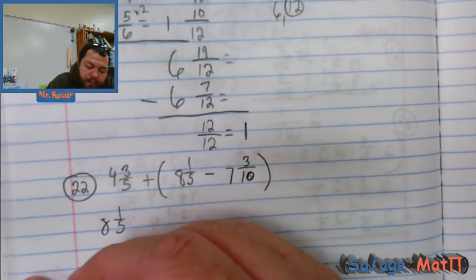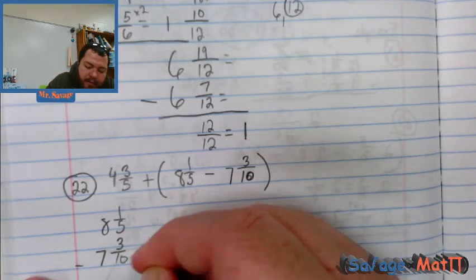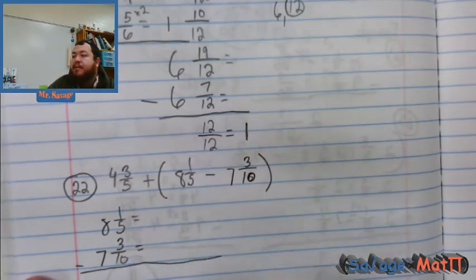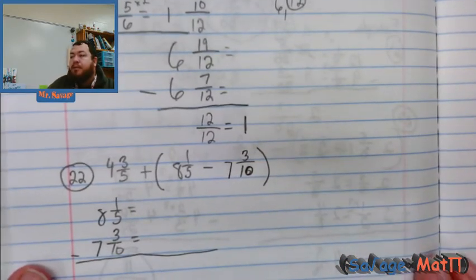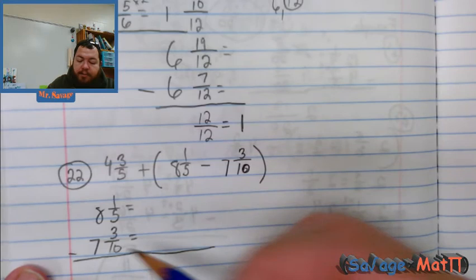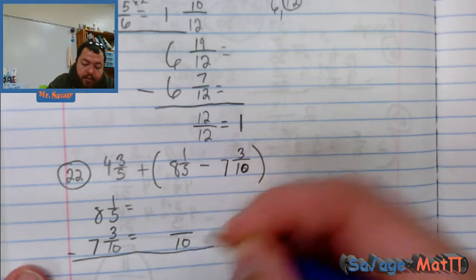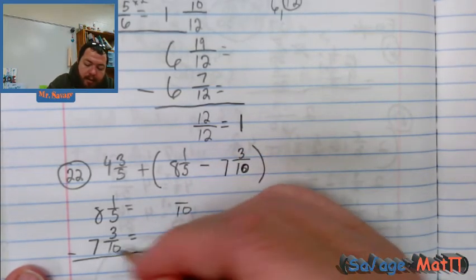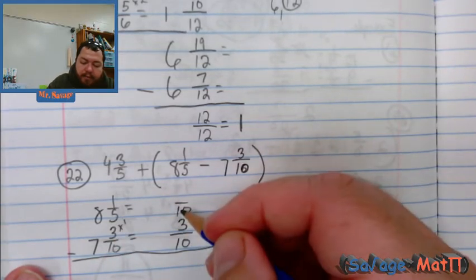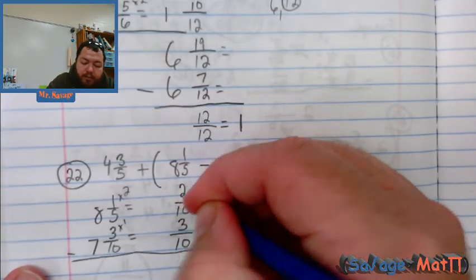8 1/5 minus 7 3/10. Well, 5 and 10 is not the same denominator. So the first thing I need to do is find the least common denominator or the least common multiple. I know that 5 goes into 10 and 10 goes into 10, so that's going to be my least common denominator. So 10 and 10. 10 goes into 10 one time, so 3 times 1 is 3. 5 goes into 10 two times, so 1 times 2 is 2.